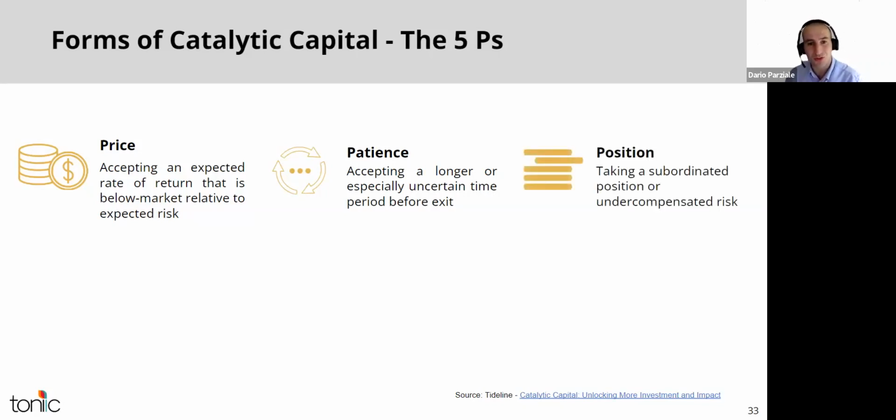For instance, some investors take an equity or junior position in the capital stack that pays the same interest rate of a senior loan so that they can unlock commercial investors to invest in the senior position. Pledge consists of using guarantees to unlock more capital.